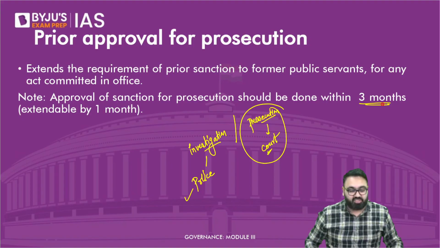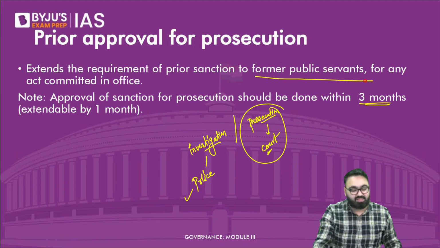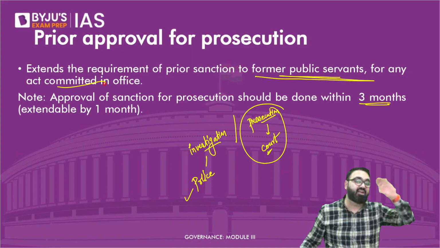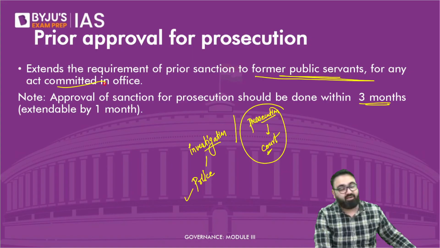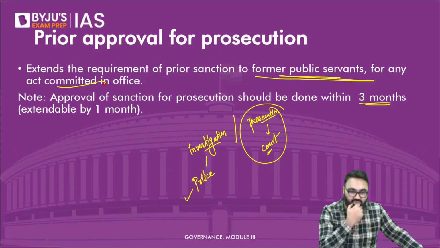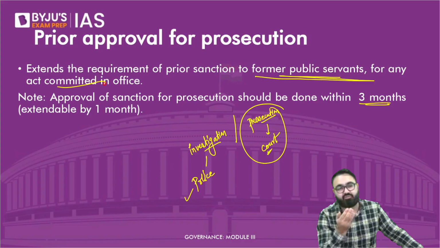Also, prosecution is required for former civil servants also. Meaning even those who have retired. It's not like once you have retired, whatever corruption or illegal activities you did are forgotten. No. Even after you retire, there can be cases filed against you. In that case, again, the government has to give permission first before your prosecution. It can be done within 3 months or extendable to 1 more month.